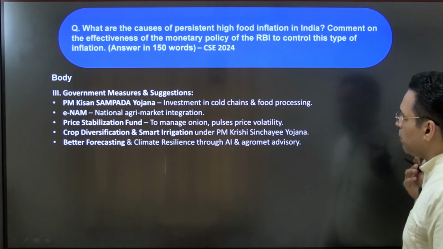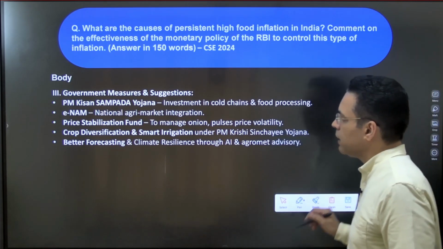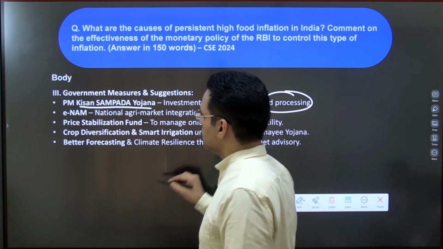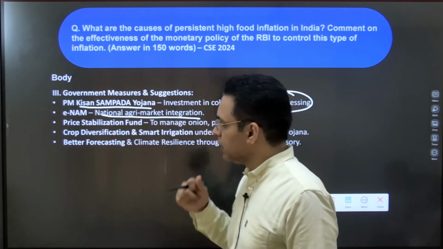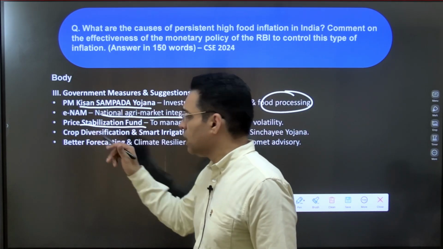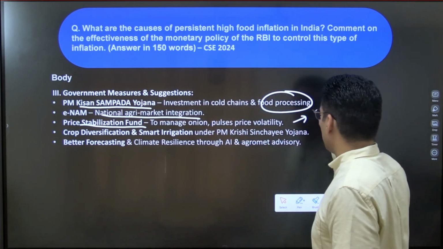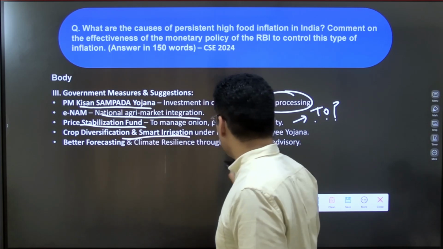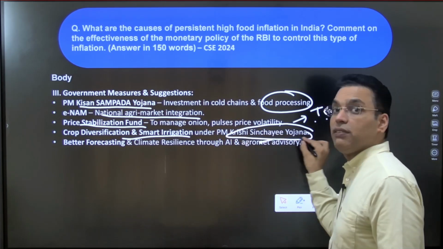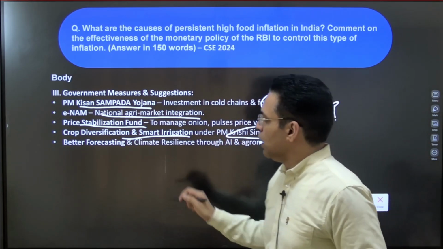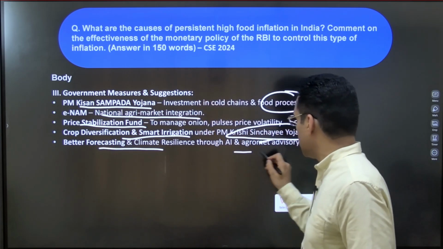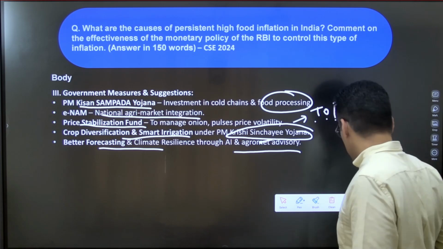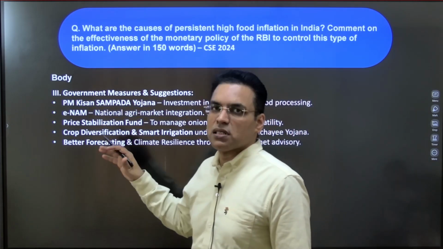Now, I have listed some government schemes also. This is for students who are preparing. For example, government schemes are Kisan Sampada Yojana for the food processing industry, ENAM for agricultural market integration, and a price stabilization fund to control inflation, especially in the area of top crops: tomato, onion, potato. Then crop diversification and smart irrigation. Now this will increase agro productivity. The supply issue would be addressed. Better forecasting and climate resilience, through agromet advisory input, AI का technology का use कर सकते हैं. All those things will actually help the supply side issue.